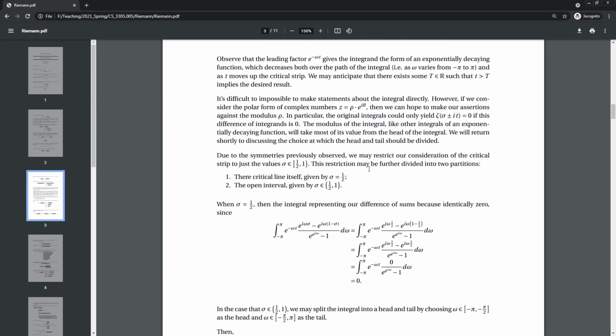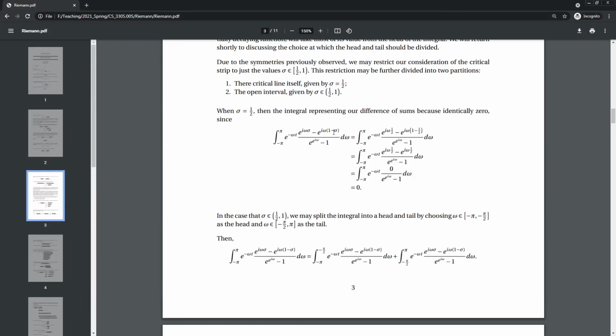Okay, sure. So this kind of motivates what we're going to try and do. Because of the symmetries that we've already discussed, we can restrict our consideration of the critical strip to just the values between 1/2 and 1. Because if we find one in this domain, where sigma is between 1/2 and 1, then we're guaranteed to find one between 0 and 1/2, with the one exception being if it's on the critical line. We'd still find one if it was a closed interval at 1/2, except that it would be identical to this one. It's on the critical line.